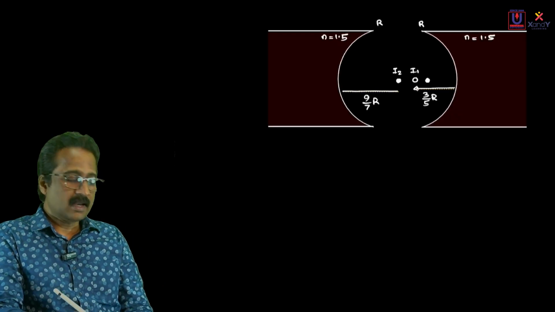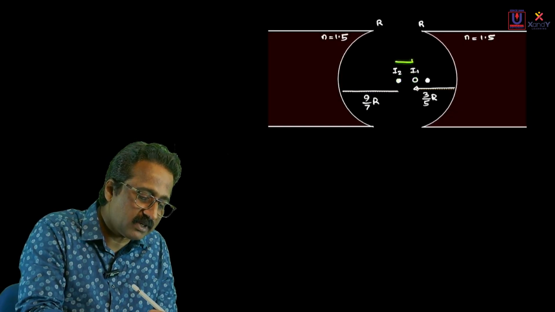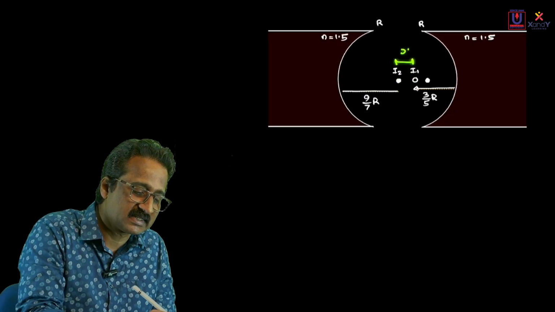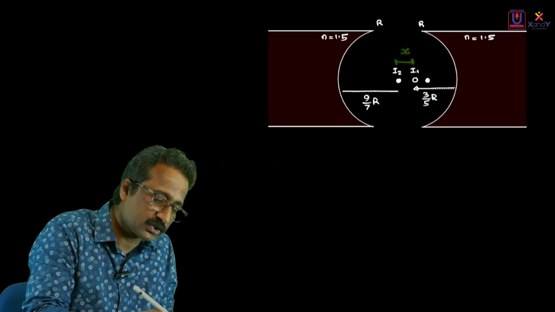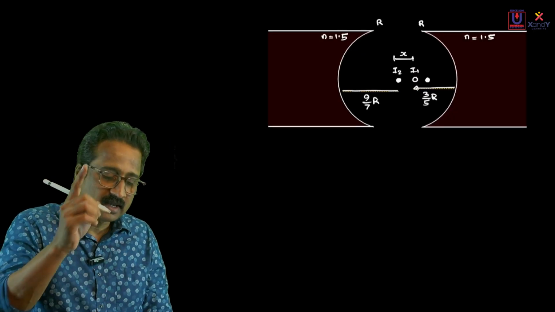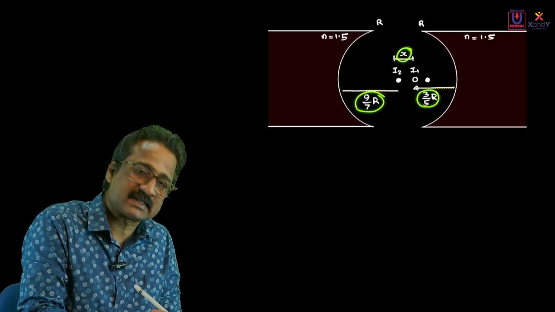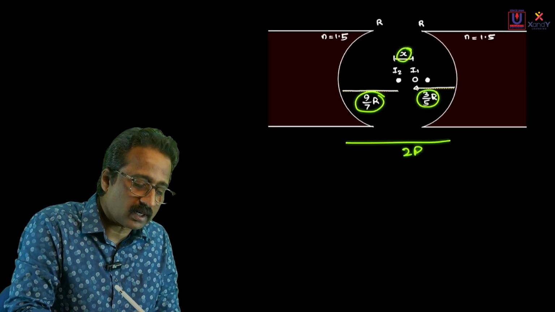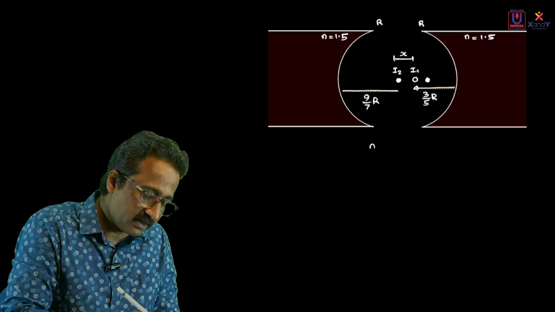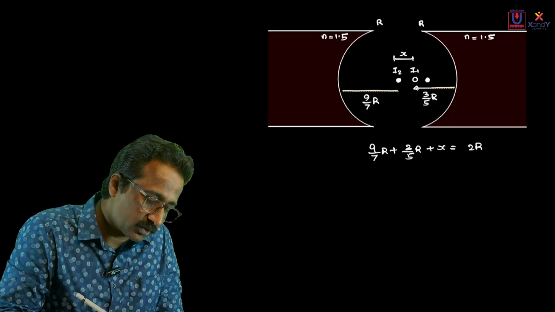Now, finally, the question is, what is the gap between these two? What is the distance between the images I1 and I2 is the final question. So let's say this is X. Then find what X is. I'm just calling that gap X. Let me come to the final step. This distance plus X will give you the total distance, 2R. That's my final step. So 9 by 7 times R plus 3 by 5 times R plus X is equal to 2R.